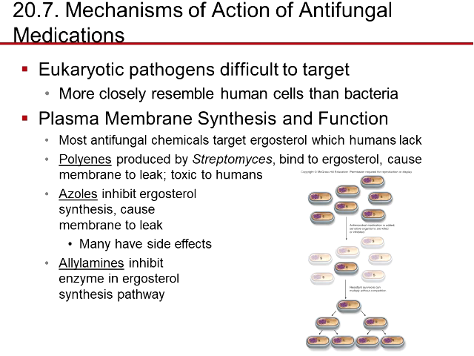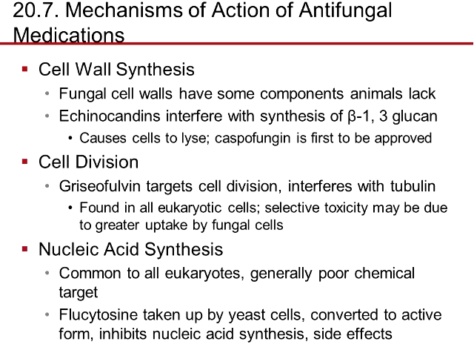Polyenes are produced by Streptomyces. They bind to ergosterol, causing the membrane to leak, and they are toxic to humans. Azoles inhibit ergosterol synthesis and cause the membrane to leak. They may have side effects in humans. Allylamines inhibit an enzyme in the ergosterol synthesis pathway. These antifungals can be quite toxic at certain points, so you have to be very careful with them.